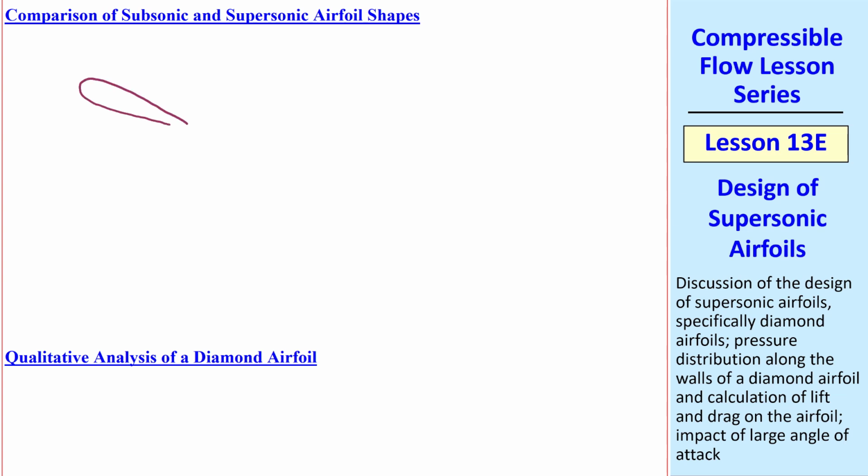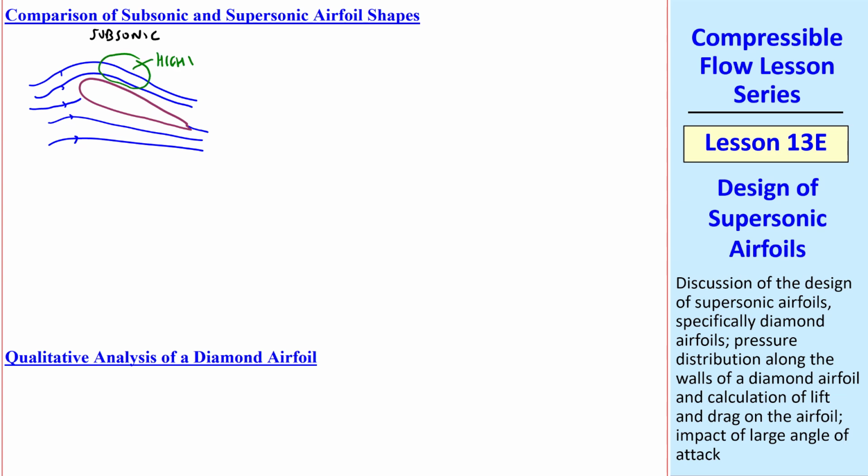I'll assume that you're more familiar with subsonic airfoils. At moderate angle of attack, the streamlines will look something like this. For your typical subsonic airfoil, the region above the airfoil has high speed and low pressure, while the region below the airfoil has low speed and high pressure. That's why you get a resulting lift force.